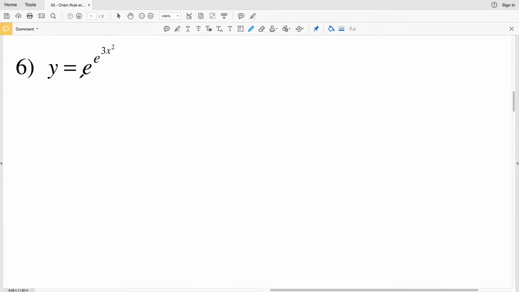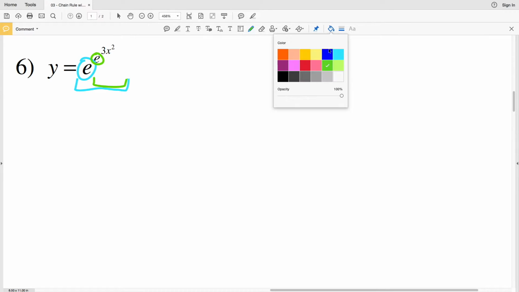In number 6, we have y equals e to the e to the 3x squared. So our outermost function is that first e raised to some power. Our second function, or the middle function, is e raised to some power again. And then lastly, our innermost function is that 3x squared.